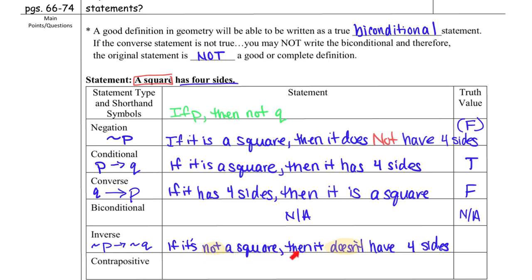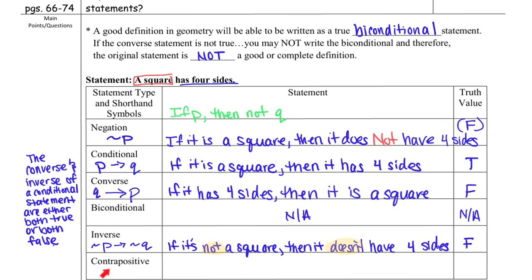So this might be kind of hard to wrap your head around. So here's one thing that you can remember: the converse and inverse of a conditional statement are either both true or both false. So if I look at the converse, if my converse is false, then my inverse is also going to be false.